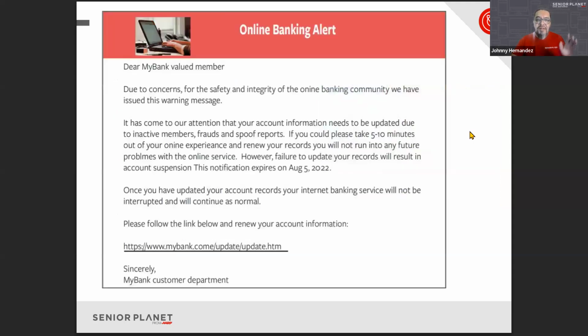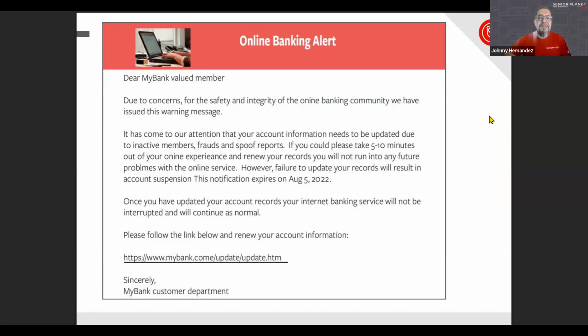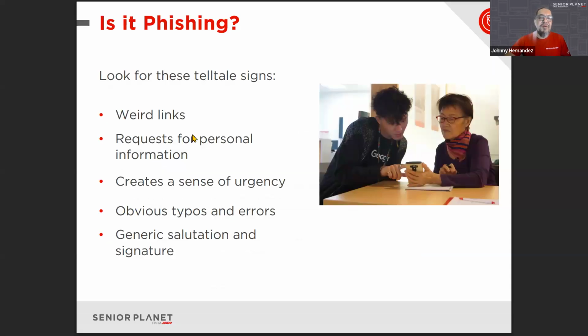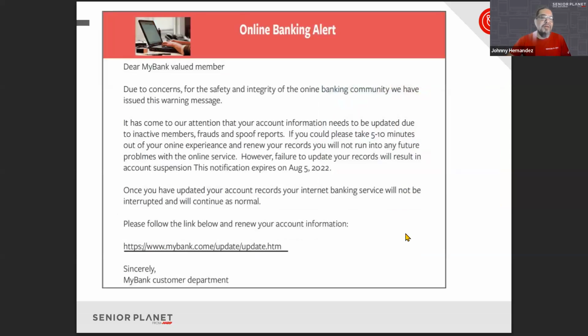So, for example, here is an example, and I don't know if this was ever a real actual email sent to someone, but it is an example of what might be included that we like to share with our students. So knowing these telltale signs listed here: weird links, request for personal information, create sense of urgency, obvious typos and errors, and generic salutation and signature. See if you can take a look at this sample email and identify some of these. We'll identify them together.